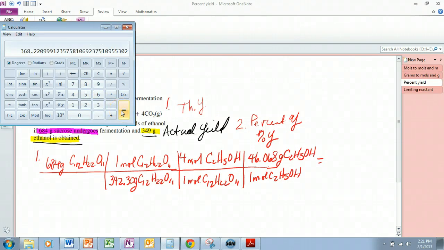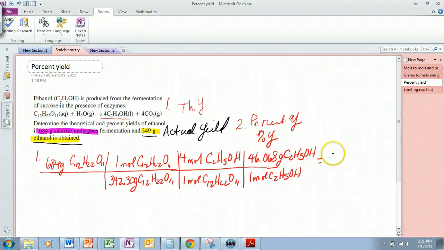equals. Now, I'm going to estimate whether I think that answer is reasonable. I start with almost 700. I divide it in roughly half. Then I multiply it by 4. And then I multiply it by 46. And I think that's looking pretty reasonable to me. So 368.2209.